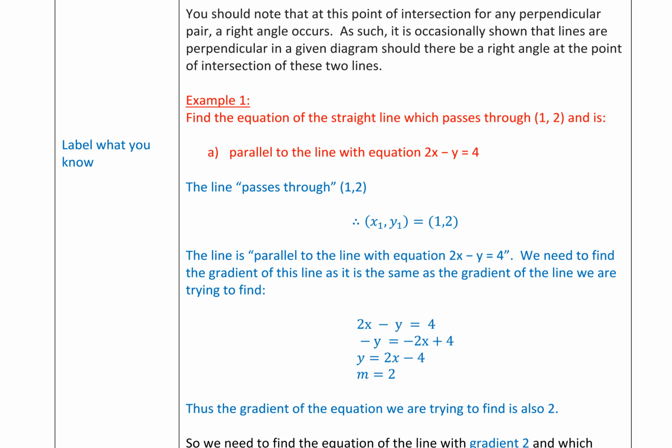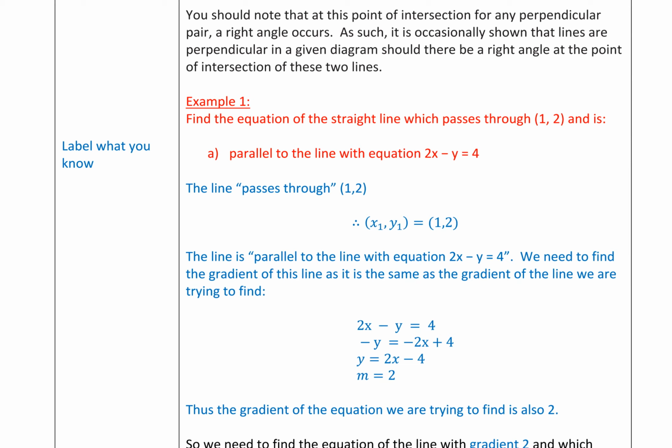So, suppose we wanted to find the equation of a straight line which passes through (1, 2) and is parallel to this equation. Well, let's think about what we're asked to do. Now, the first thing we're asked to do, we'll put that in green, is that we're asked to find an equation. So right away, if you sketch a graph, you're going to be wrong. You need to make sure that your answer is an equation. Now, I know that it's an equation of a straight line. So I know I'm going to have y = mx + c.